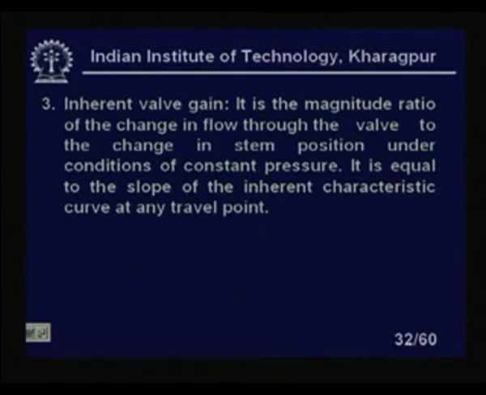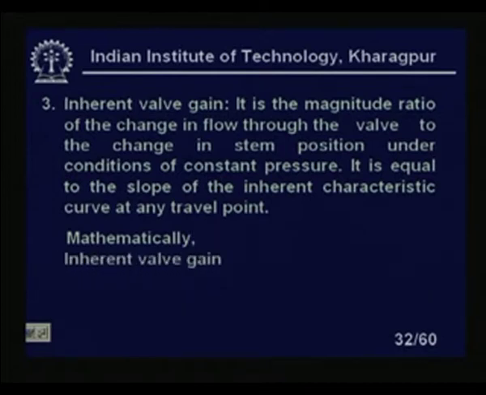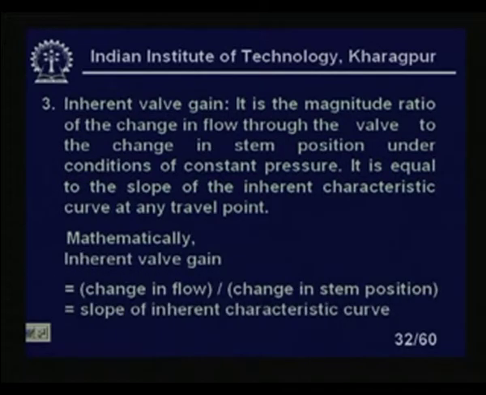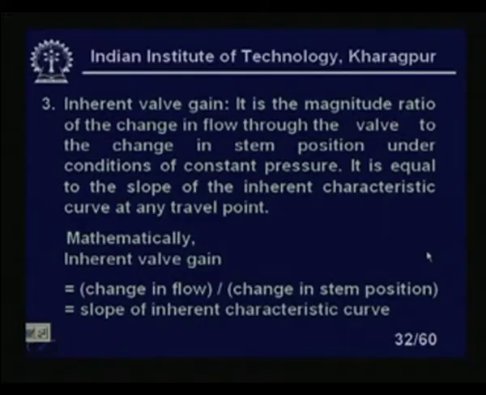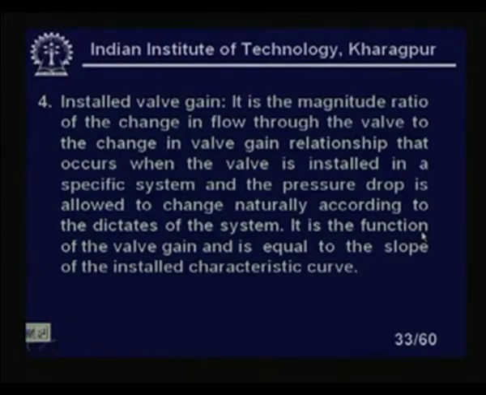Inherent valve gain is the magnitude ratio of the change in the flow through the valve to the change in the stem position under conditions of constant pressure. It is equal to the slope of the inherent characteristics curve at any travel point. Mathematically, inherent valve gain can be written as change in flow upon change in stem position, or change in lift. It is the slope of the inherent characteristics curve.